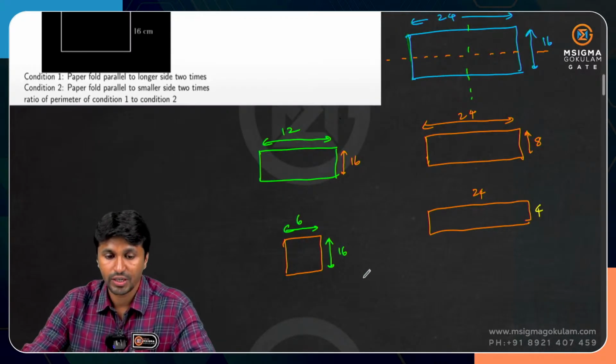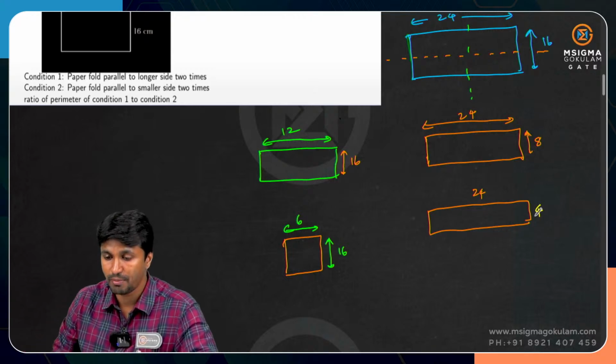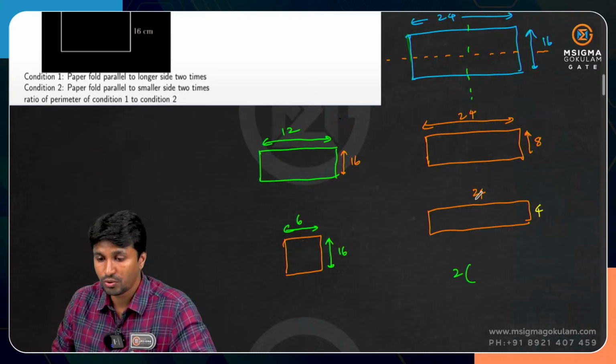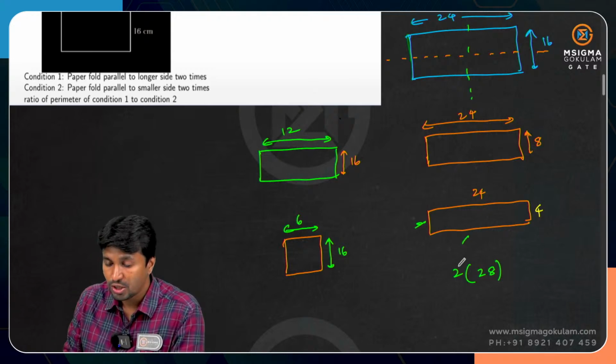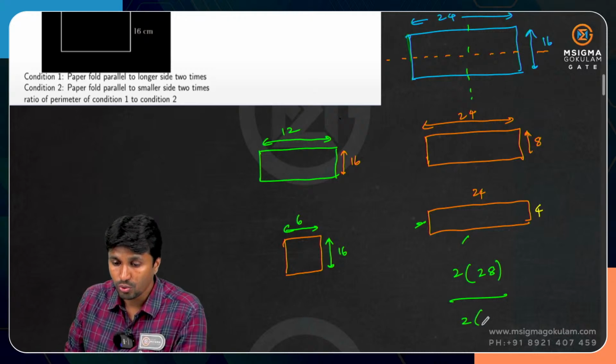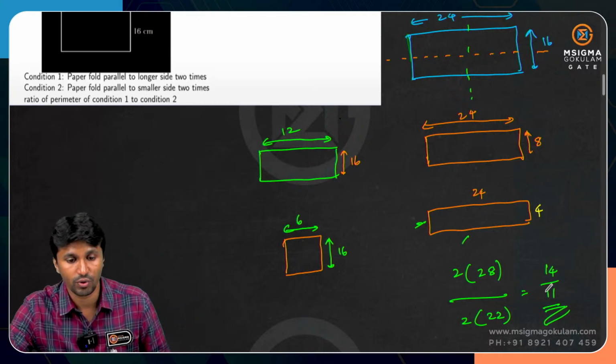All you have to do is take the ratio of the perimeter of condition 1 to condition 2. What is the perimeter of this one? 2 into (24 plus 4), which is 28. So the perimeter, you have to take this and this distance as well. So therefore 2 into 28 divided by 2 into, what is the perimeter of this one? This is 6 plus 16, which is 22. So you get this ratio, 14 by 11. So the answer to this particular question is 14 by 11.